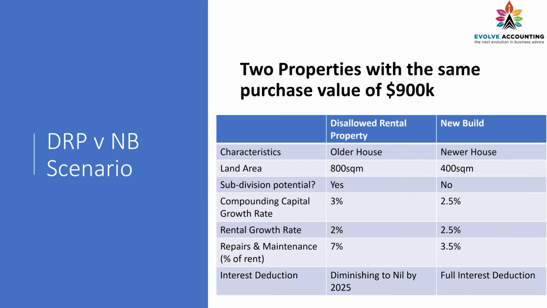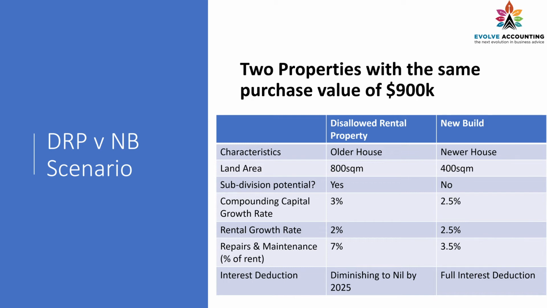And so with that, I've given it a capital growth rate of 3%. It doesn't matter whether it's 3%, 5%, it's just used for comparative purposes. I'll put the rental growth rate on that one at 2% and the repairs and maintenance at 7% of rent. So in this scenario, it has a diminishing interest deduction. It should say to nil by 2026, not 2025 there.